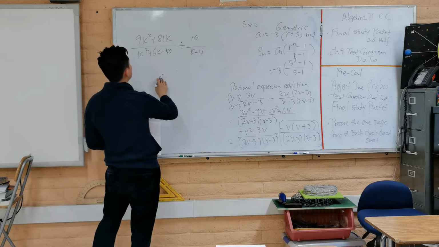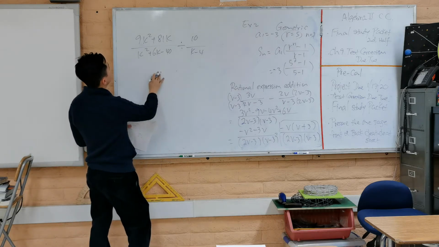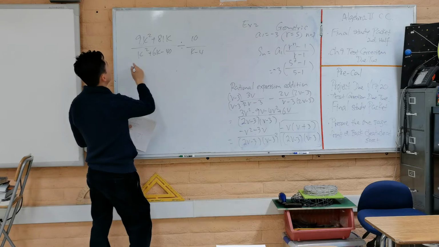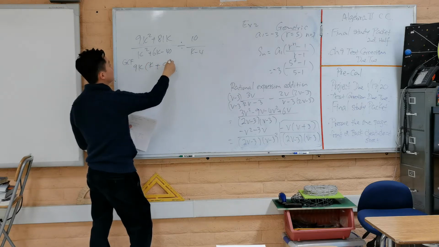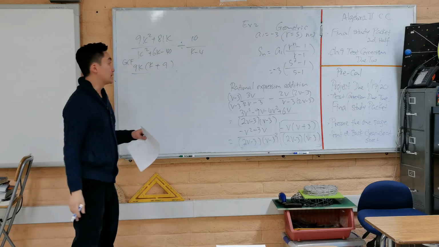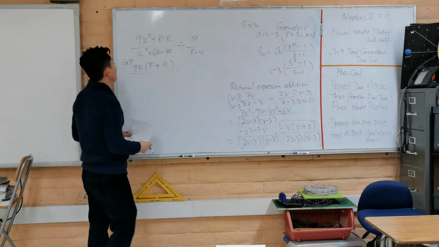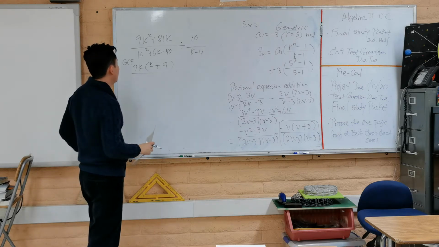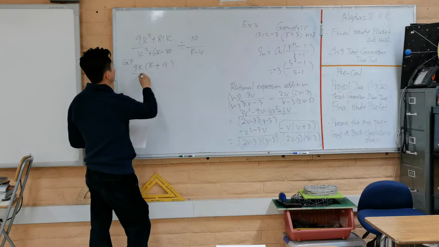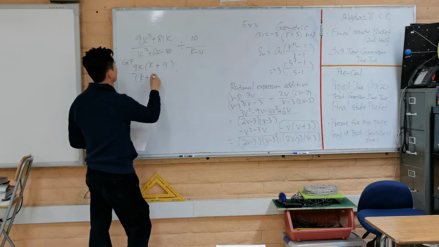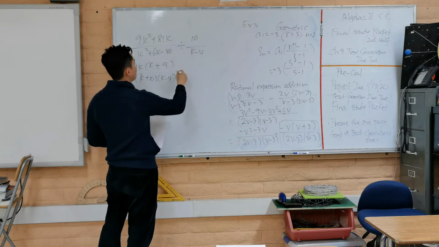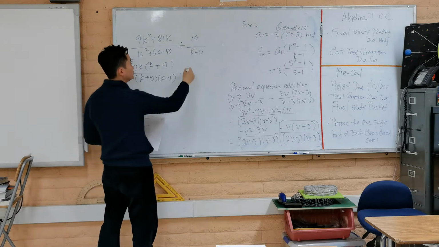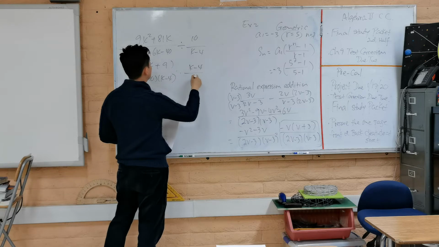So 9k squared, 81k, we take out the greatest common factor. This one is 9k, so we have 9k times k plus 9. Denominator, we try to factor it, so negative 40. This one looks like 10 and negative 4, so k plus 10, k minus 4. Divided means we need to convert that to the reciprocal, so it's k minus 4 over 10.